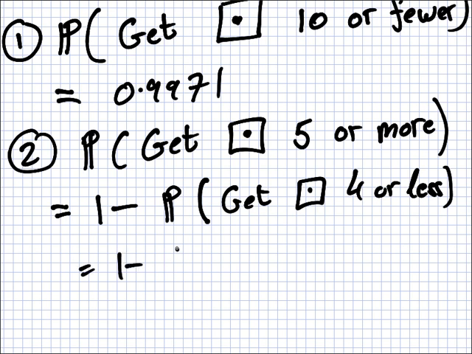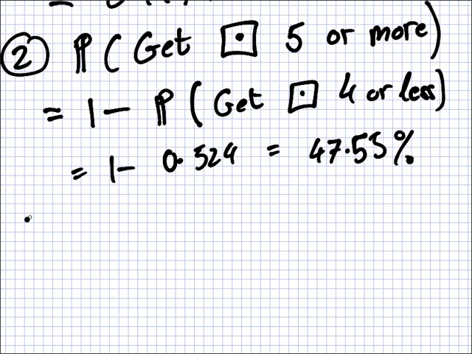What was it? 0.4. Yeah, well, what is it? 1 minus 0.5245. Okay, 0.5245. And that's equal to about 0.475. I'm going to make it a percent. About 48%. Okay. In the exam, they'll probably give you a number that exactly matches. But for these problems, you have to use the tables, because it would take too long otherwise.